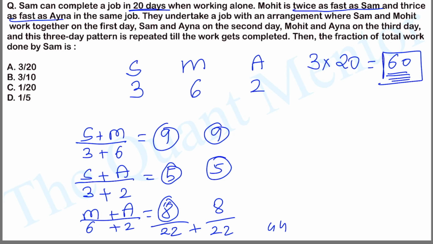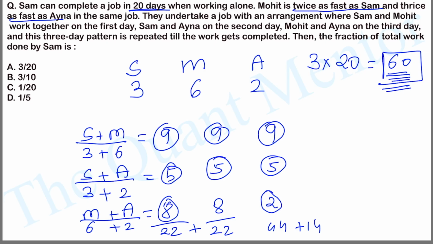On the 7th day, again 9 units will be completed. And on the 8th day, again 5 units will be completed. 9 and 5 is 14 units of work done. The remaining 2 units will be completed on the last day. That's how the total work of 60 units is completed.